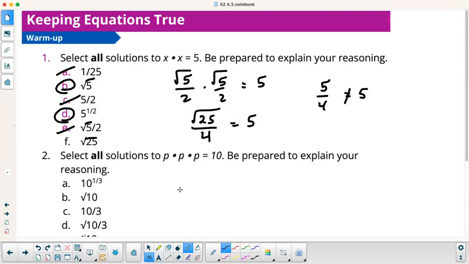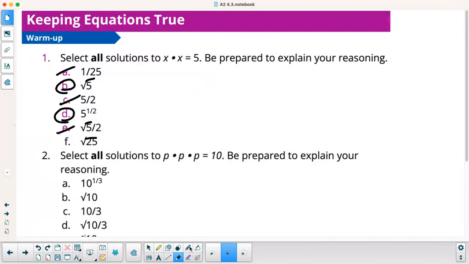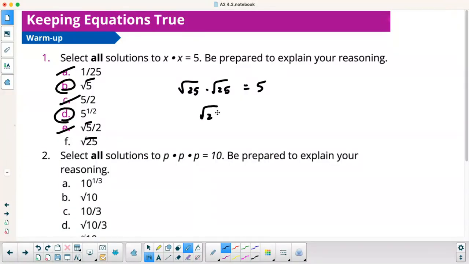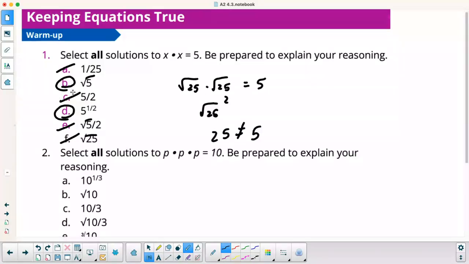And then the last one is the square root of 25. Let's see here, square root of 25 times the square root of 25, is that equal to 5? Well, no. It's really kind of like squaring it. It's like saying square root of 25 squared, and you know that the square and the square root cancel out. So obviously those aren't equal. So B and D are the only ones there.